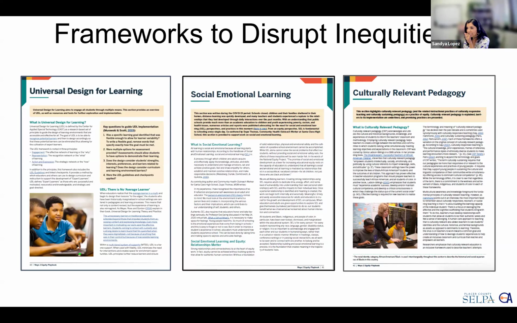And so we really focus on some promising practices around SEL, and then universal design for learning, of course, is defined by the Center for Applied Special Technology, CAST, as a research-based set of principles to guide the design of learning environments that are accessible and effective for all.